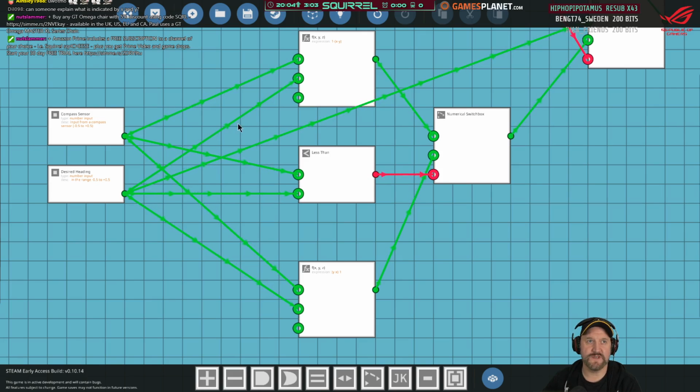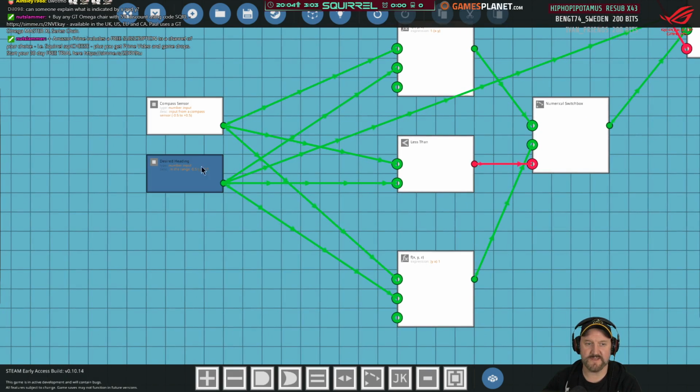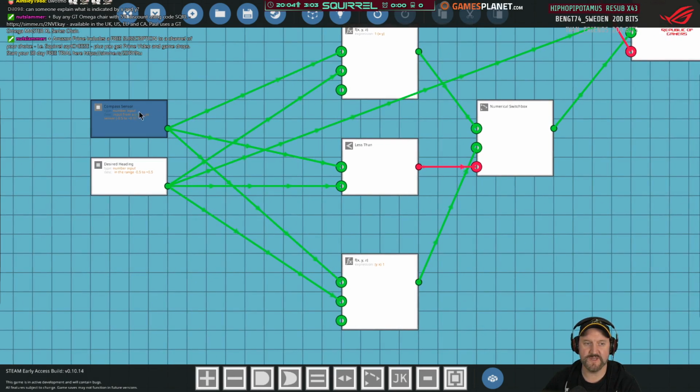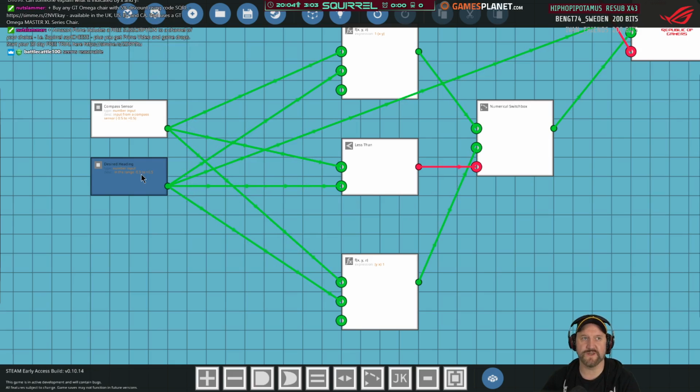Can someone explain what is indicated by x and y? This is x, this is y. So in this context, our compass sensor, the direction we're pointing versus the direction we want to go. That's what that is.